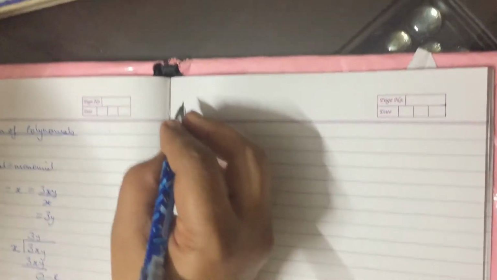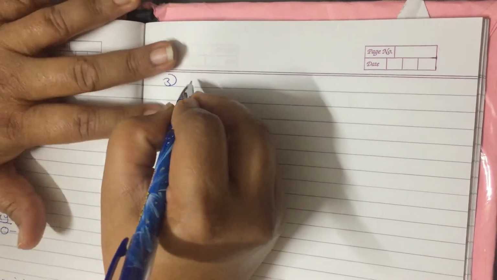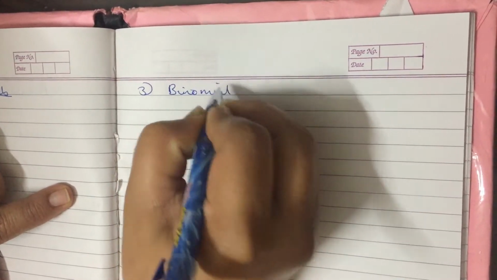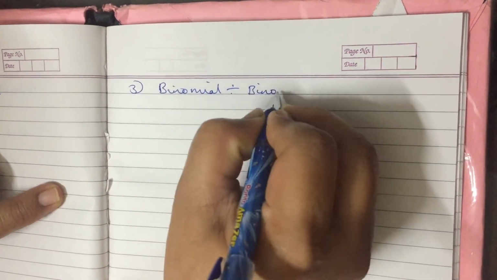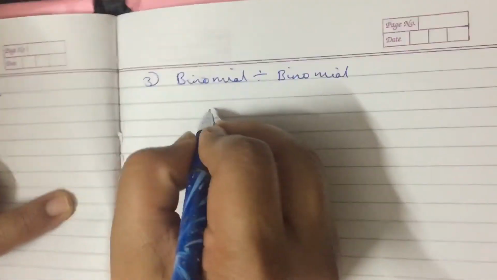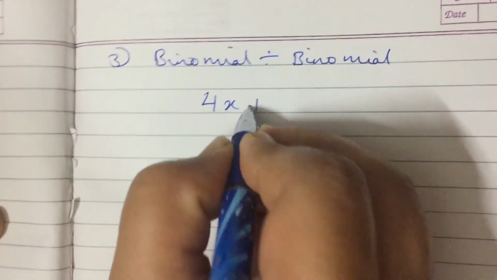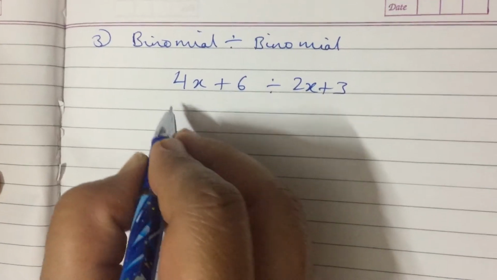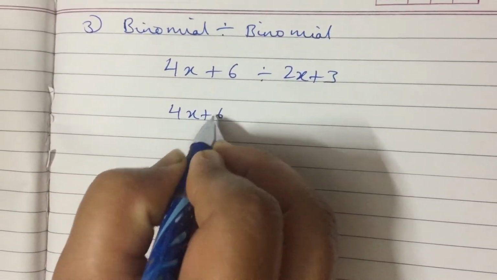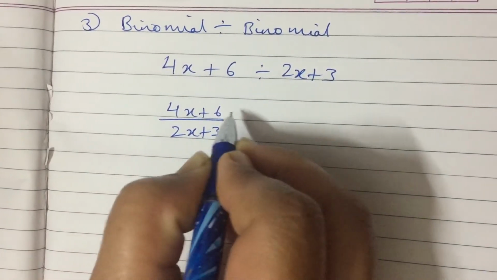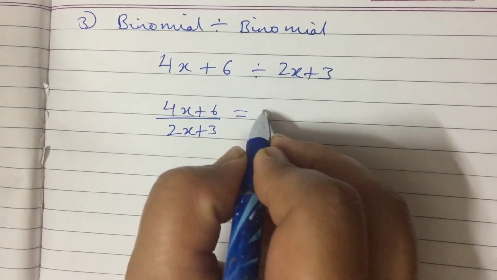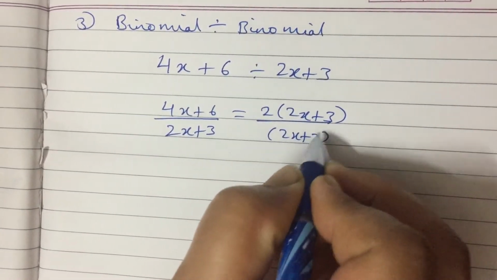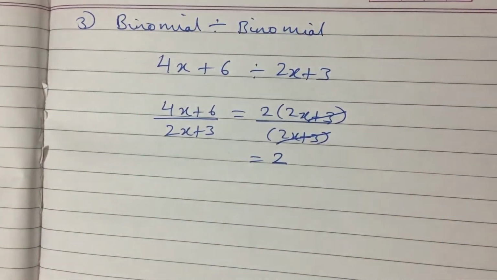We then come to the next example as dividing a binomial by a binomial. So we have a 4x plus 6 divided by 2x plus 3. I could write it as 4x plus 6 divided by 2x plus 3. Here 2 is common. So this is 2 times 2x plus 3 upon a 2x plus 3. We could cancel and we are getting it as a 2.